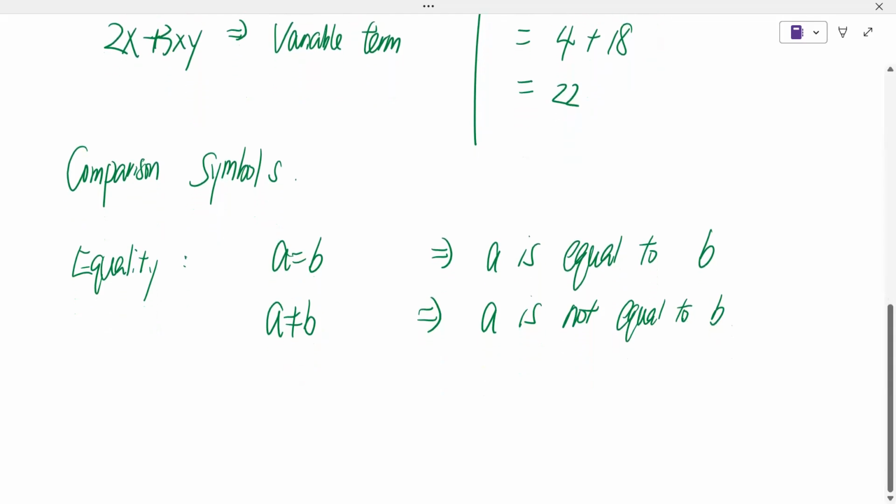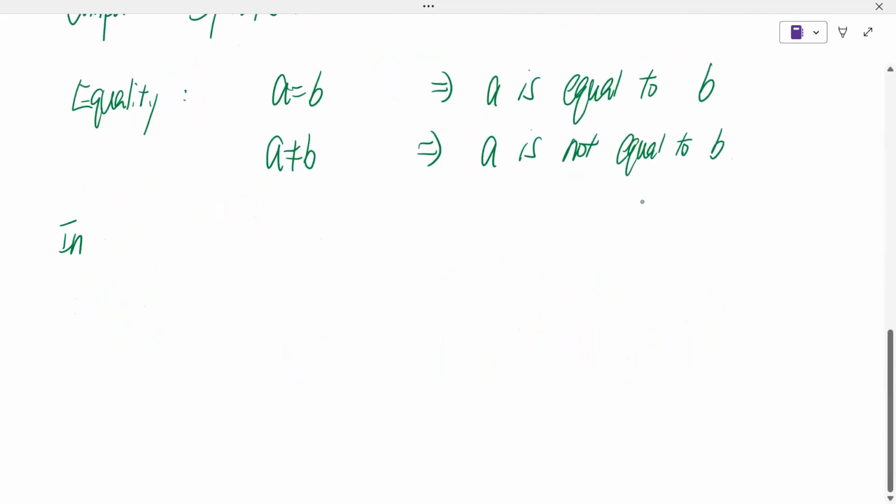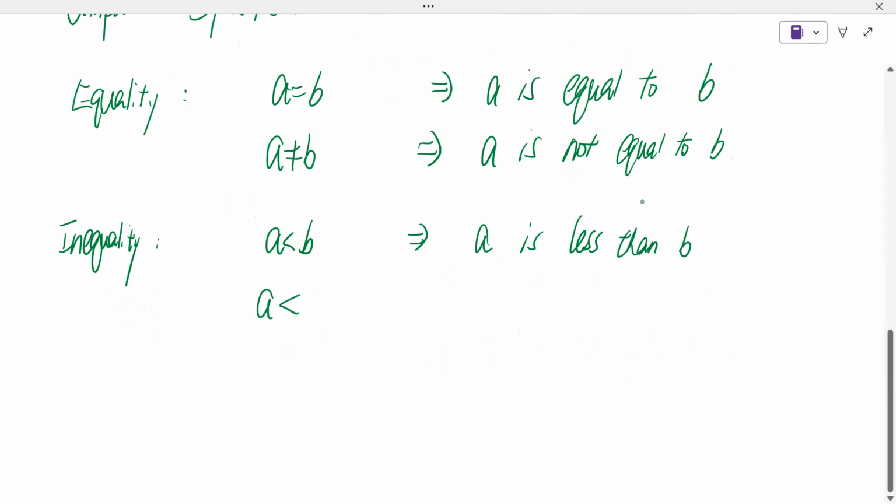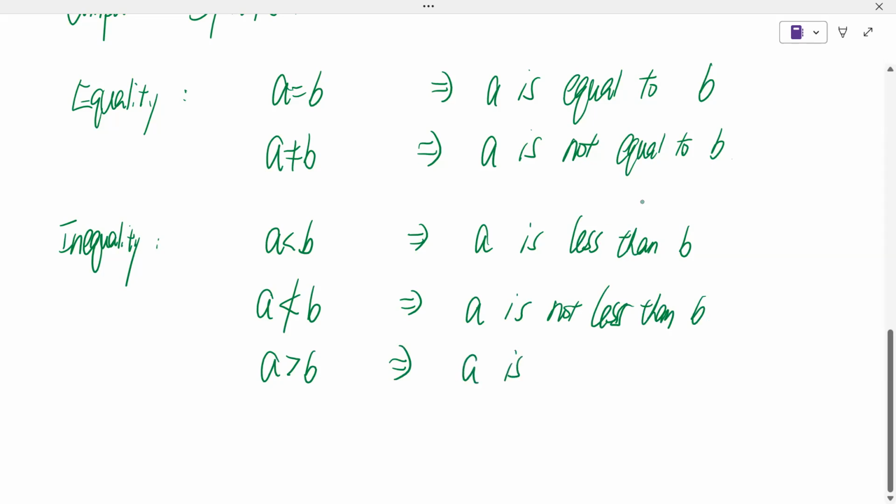And I will also have inequalities, which I mentioned earlier. Like A is less than B. It could also be A is not less than B. In other words, this is saying A is greater than or equal to B. So not less than B is equivalent to A being greater than or equal to B.